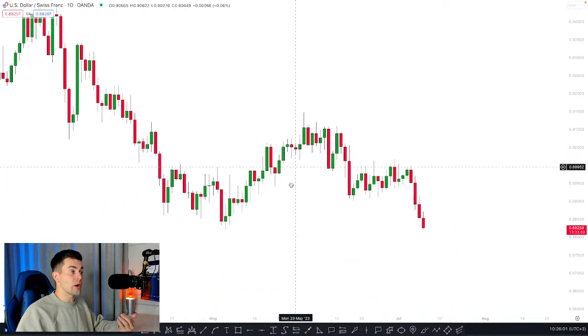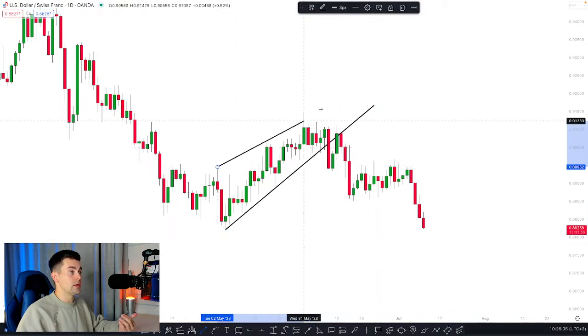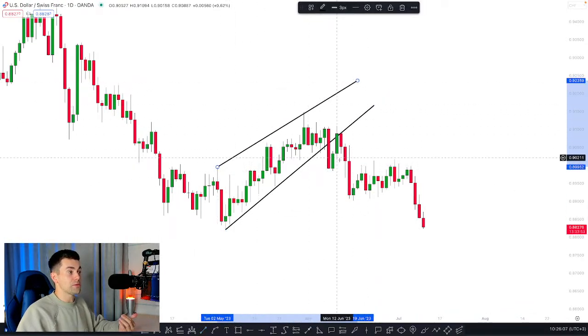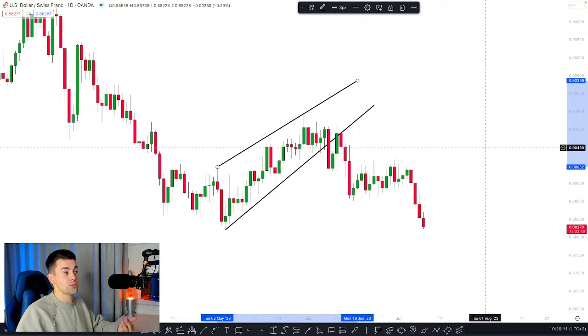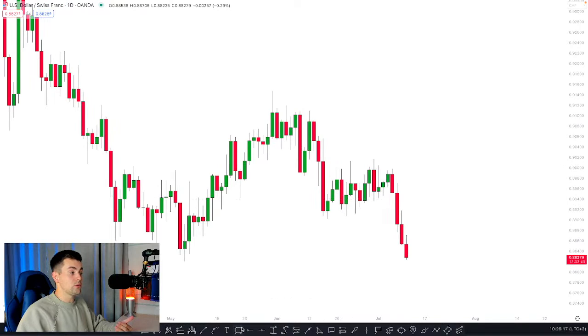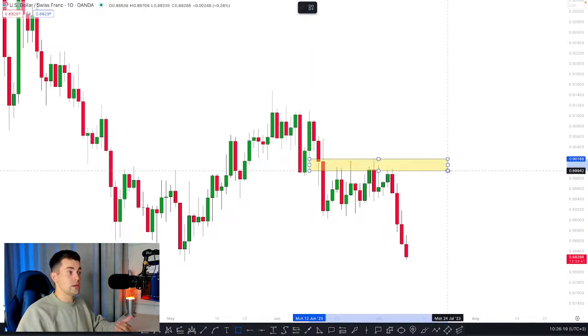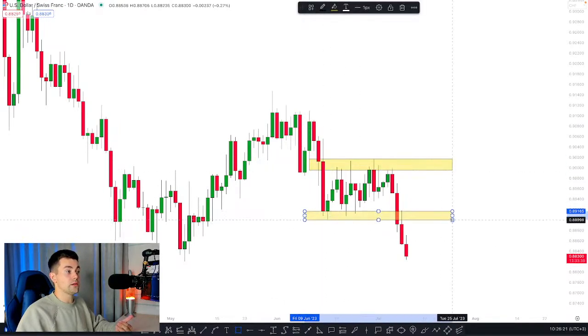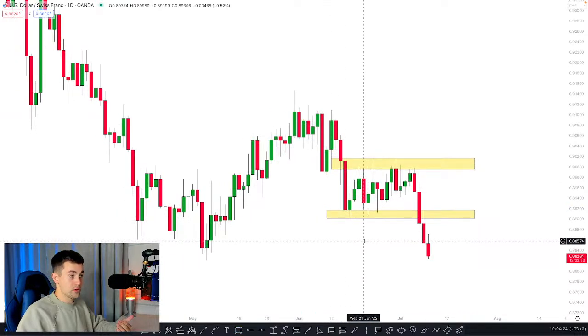But that correction is over, and earlier we have already spotted the wedge pattern right here that was successfully broken to the downside, retested, and then we saw a strong bearish continuation. After a strong bearish leg, the market started to consolidate again, and you can see that the market started to trade within the horizontal range.